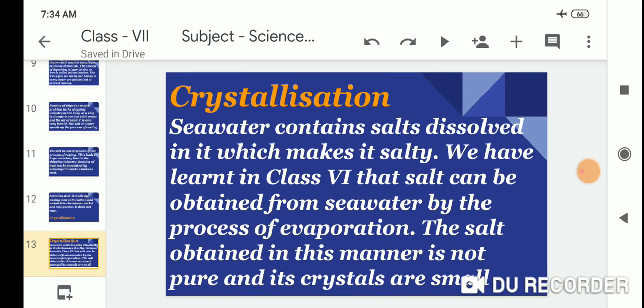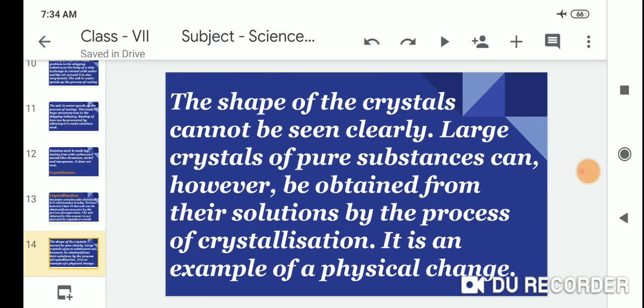Seawater contains salt dissolved in it, which makes it salty. We learned in class 6 that salt can be obtained from seawater by the process of evaporation. The salt obtained in this manner is not pure and its crystals are small. The shape of the crystals cannot be seen clearly.